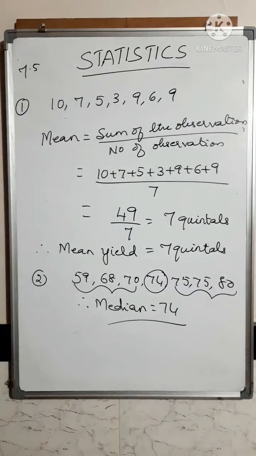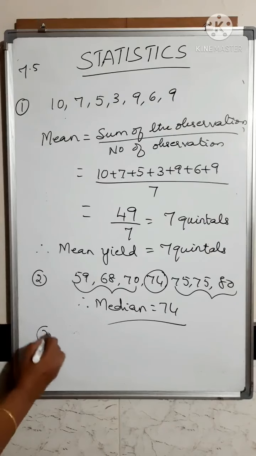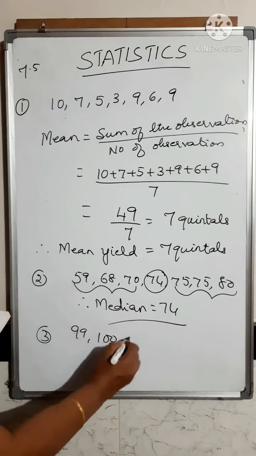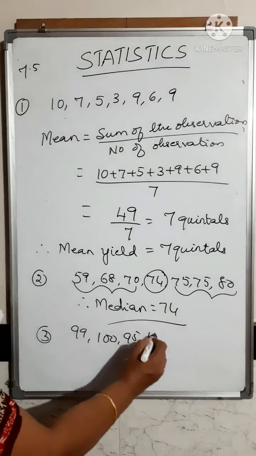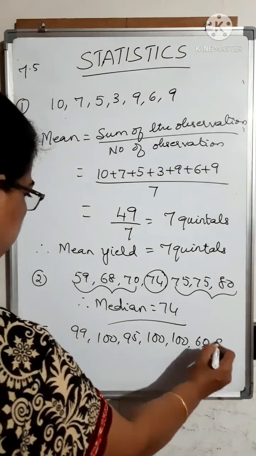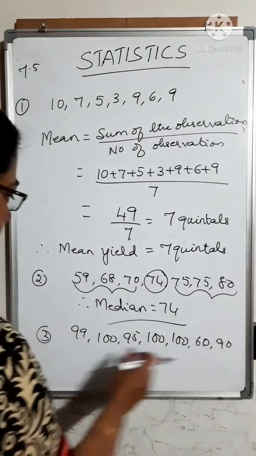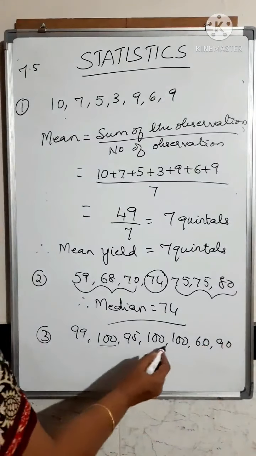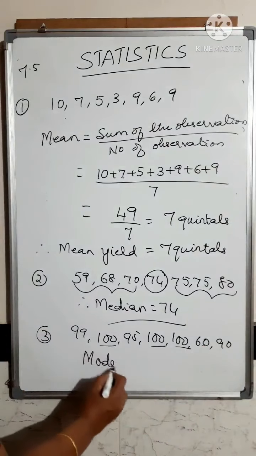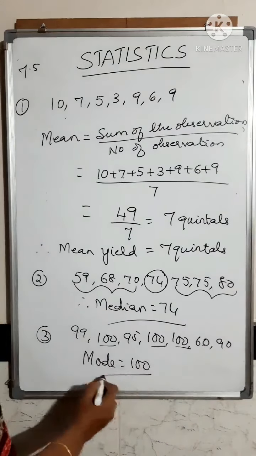The third one you have got: find the mode of these marks. So from the given marks, you see which score is repeated maximum. The scores given are 99, 100, 95, 100, again 100, 60, then 90. So among all the scores, the score which is repeated many number of times is 100. So you have to only write mode is equal to 100.